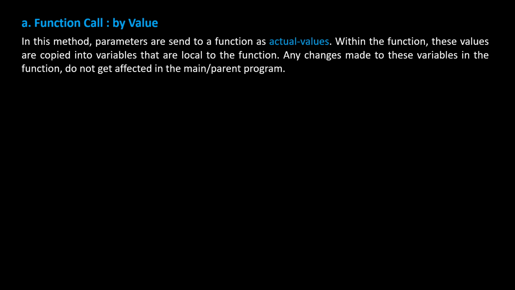A. Function call by value. In this method, parameters are sent to a function as actual values. Within the function, these values are copied into variables that are local to the function. Any changes made to these variables in the function do not affect the main or parent program.